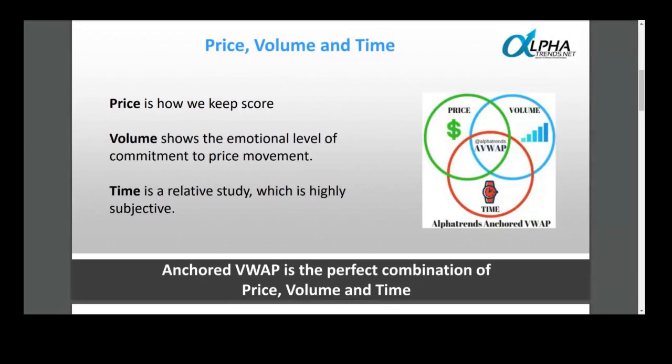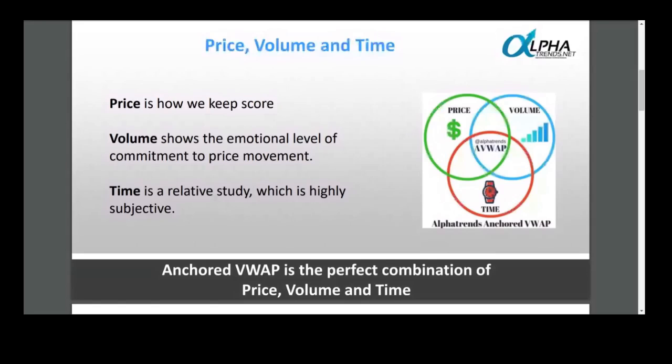We can look at 1,000 different oscillators and indicators, and maybe you'll find the anchored volume weighted average price isn't even something of interest for you. But at the end of the day, price is the only thing that matters. How you get to that decision making is up to you. For me, I think volume is a super important study because it gives us the intensity of the participants, at what level they are participating, and then time, of course, is a subjective study.